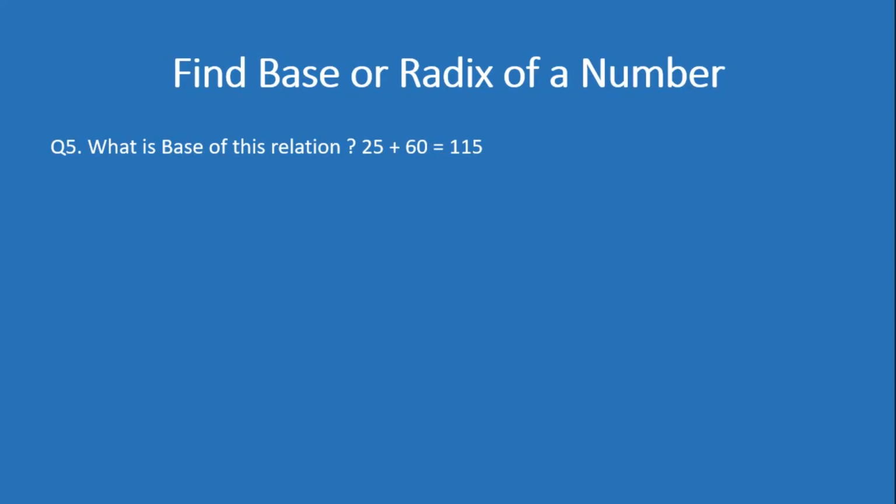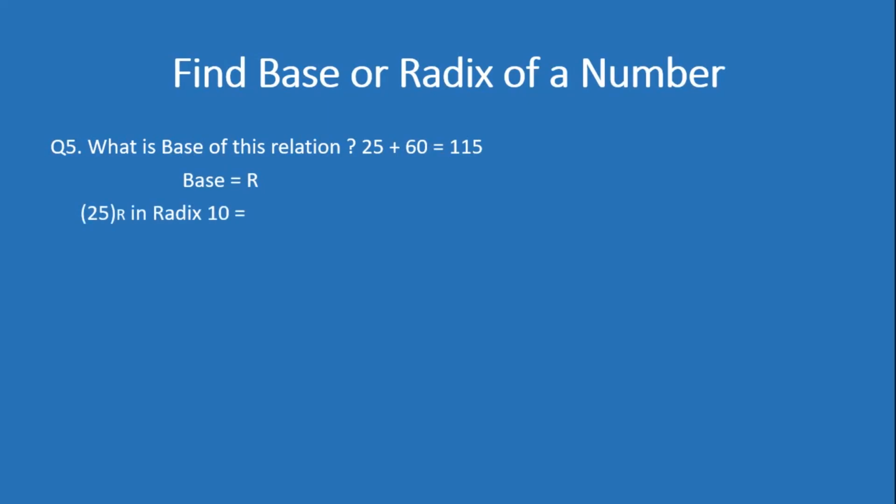And we have to find the base for the whole relation. Means all the numbers 25, 60 and 115 all belong to base r. So we assume the base is r. And we have to convert those numbers in radix 10.